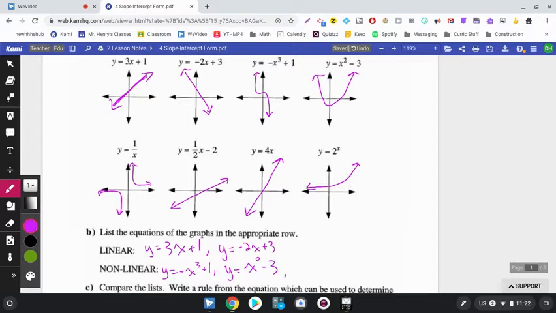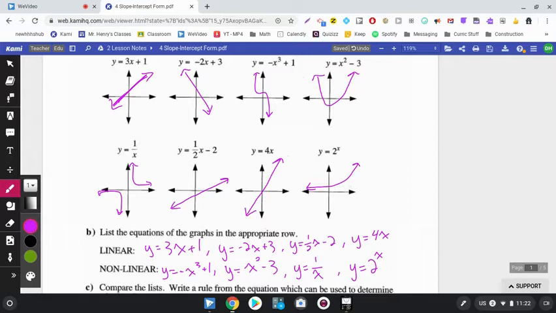Okay, y equals 1 over x. No, that one was no good. That's like kind of two separate pieces. Y equals 1 half x minus 2. Oh, that one was a straight line. And 4x, that one was good. It was a straight line. And then the final one, 2 to the power of x. Well, that one was no good. It's like a big swooping curve all the way up.